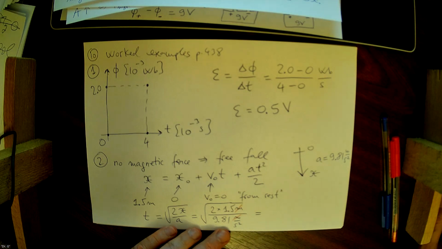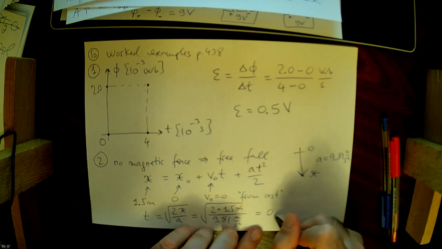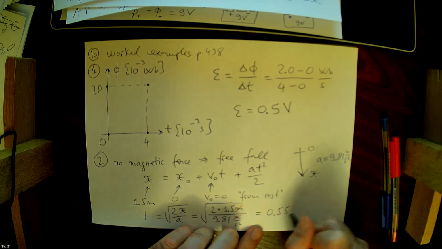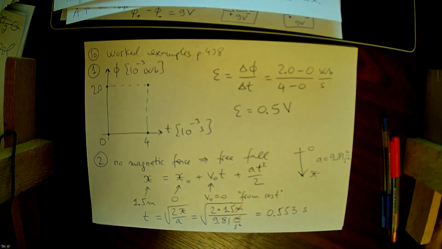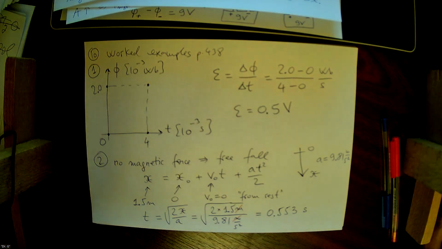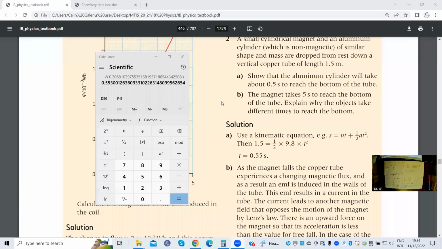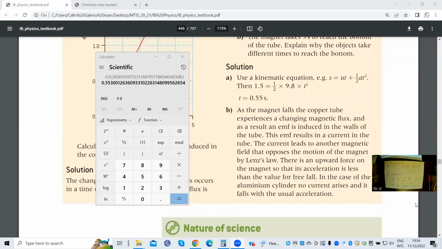And if we do the calculation, okay, 2 times 1.5 is 3. 3 divided by 9.81 is 0.3058. And if I take the square root of this, I get 0.553 seconds, which is also the answer in the book. What's the answer for part B? Let's read it from the book.